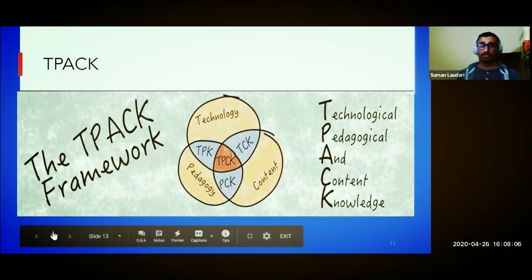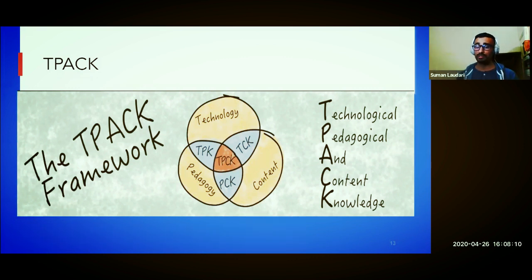So when you use TPACK as a guide, you can decide what knowledge bases you need to work on, what knowledge bases you need to focus on, your particular knowledge bases, so that you can become digitally competent to teach with technology.